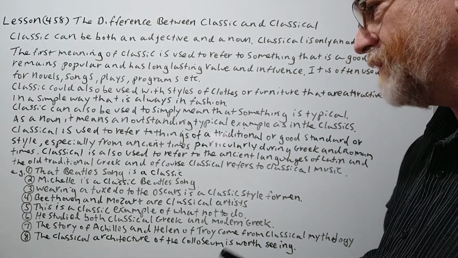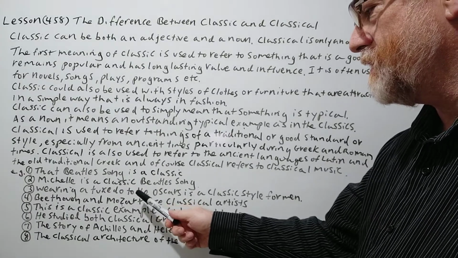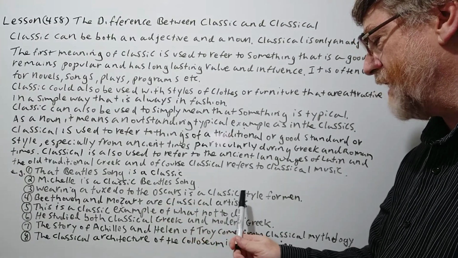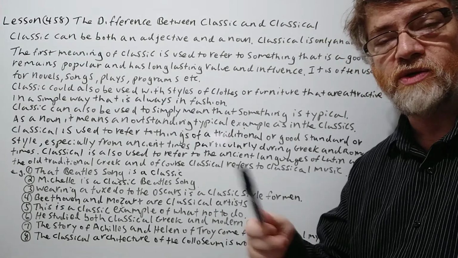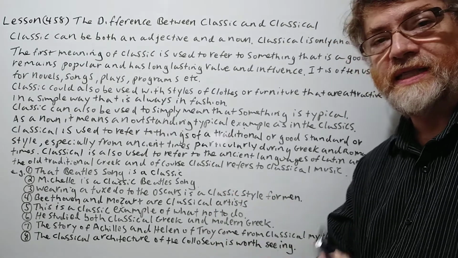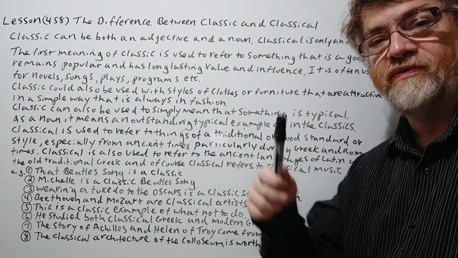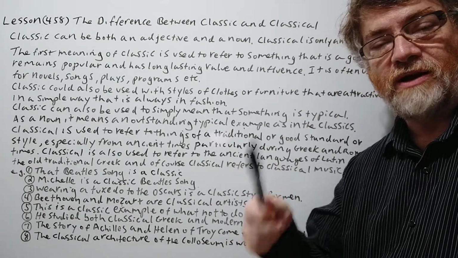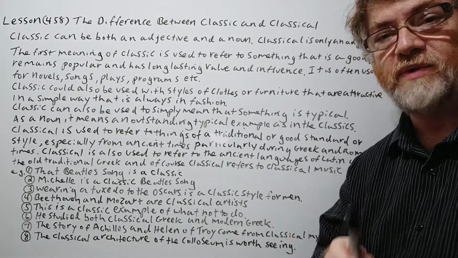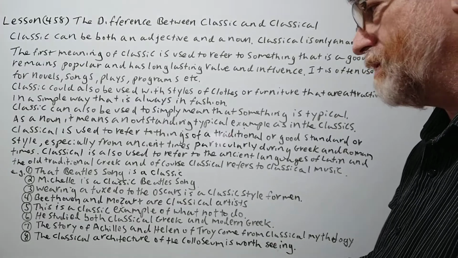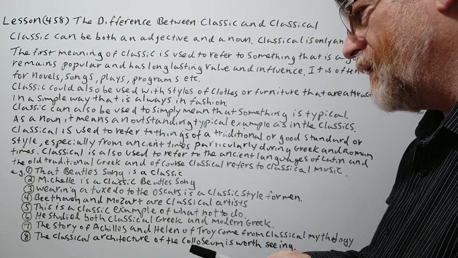Okay, let's continue. Number 3 here, wearing a tuxedo to the Oscars is a classic style for men. So remember, we use it for clothes, furniture. We use it for fashion. That's, again, a good example of something that has long-lasting value. It's always considered to be good quality. Then we say it is classic. Okay, good. Let's go on.